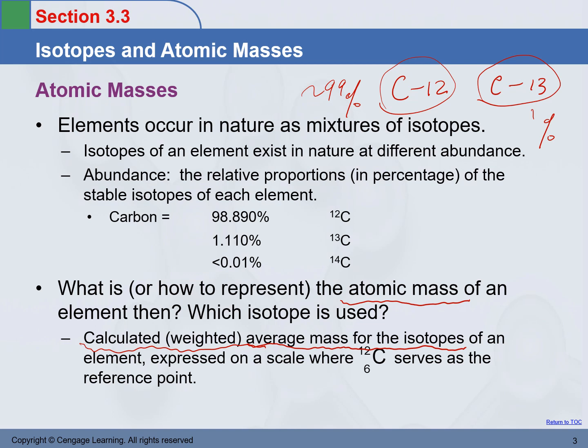However, there's a second part of this statement. The mass of each isotope, you're not using purely the mass itself. You're actually using the mass expressed on a scale where carbon-12 serves as a reference point. What is that talking about?